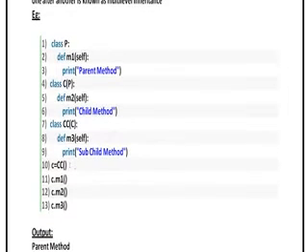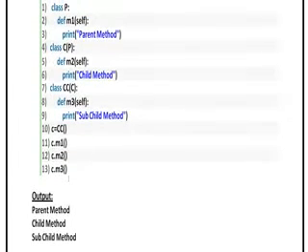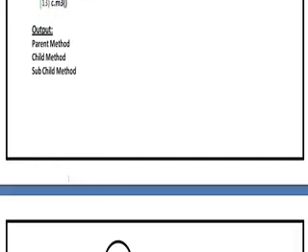Next, C is equal to C, and whatever I have written, that statement will be printed. C dot M1, what have I written in M1? Parent method. Next M2 method, child method. M3 method, subchild method. So those particular methods will be printed. Why? Because in the M1 statement, whatever print statement you have written is going to get printed.